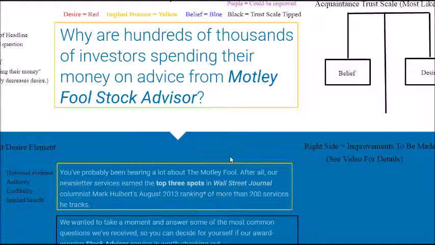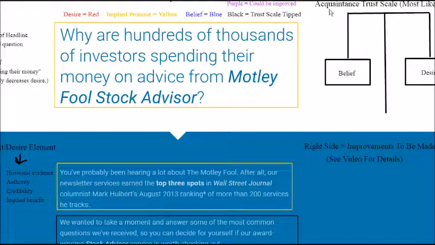Alright, my friends, here is the new layout. We've got on the left side the benefit/desire element, and on the right side, improvements to be made. See video for details, which you're watching right now. So this is what I'm going to be talking about: the improvements to be made.